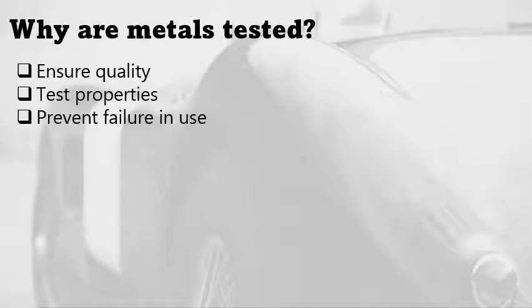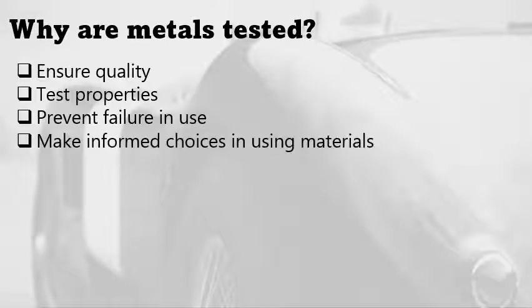Third is to prevent failure in the use of metal. Just like what I said, there are certain criteria that will be required for a particular metal. That is why safety is very important, especially in the finished product. So that's why it is important to prevent failure when using this particular metal, and to make informed choices in using materials. Just like what we discussed before, one of the primary importance of materials science and engineering is to be able to select the proper material for a particular application.